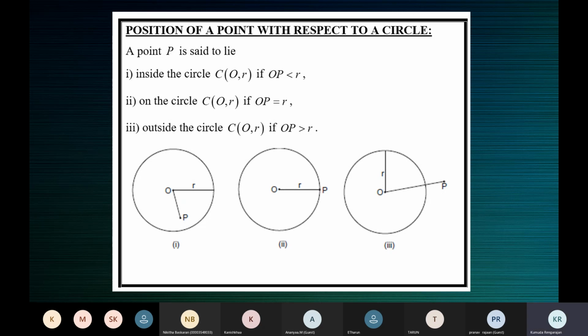If it lies inside the circle, then the line segment is less than the radius. We discussed all this, children. All the slides which we have seen so far, the terms were discussed already in the last class.